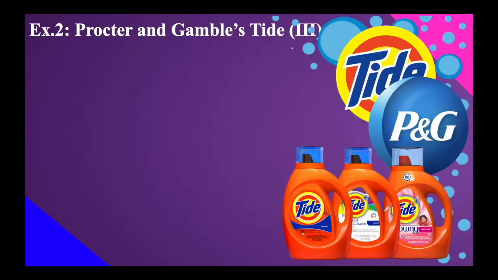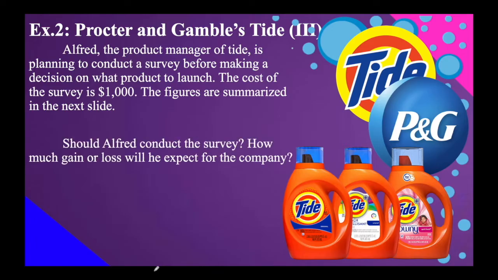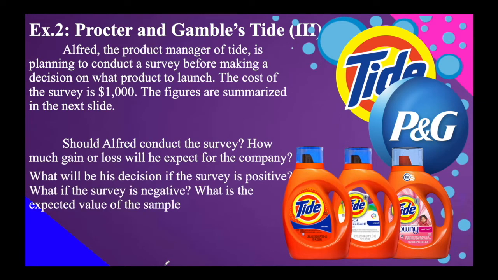Dahil we still have our second example, kadugtong po ito, this is still part of the revised probability or the second model natin. Procter & Gamble pa rin, Tide. Alfred, the product manager of Tide, is planning to conduct a survey before making a decision on what product to launch. Di ba meron silang mga iba't ibang series ng products to launch? So, the cost of the survey is given, $1,000. So, the figures are summarized on the next slide. Now, the question is, i-conduct ba nila yung survey? Should Alfred conduct the survey? How much gain or loss will he expect for the company if he will conduct the survey or not? And what will be his decision if the survey is positive? And what if the survey is negative?